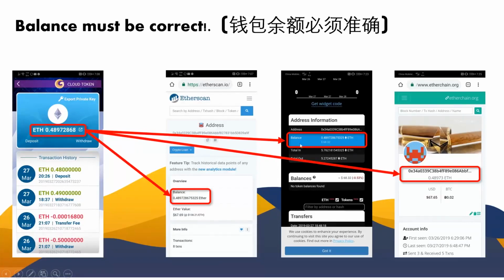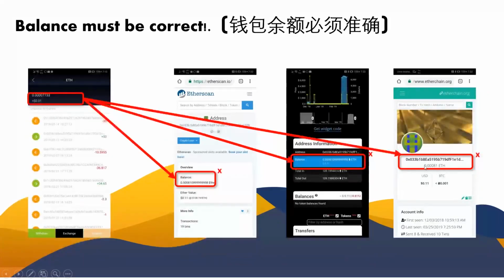Now we know that this address's balance is actually on the chain itself. But for some other centralized wallets, the balance is not the same, because what they show you is not on the chain but from the database.